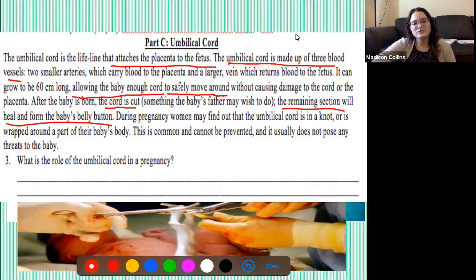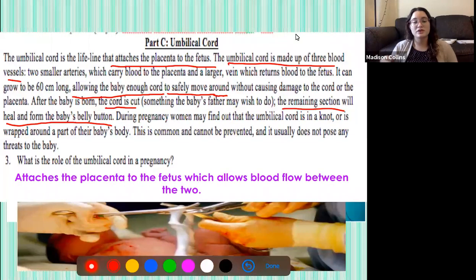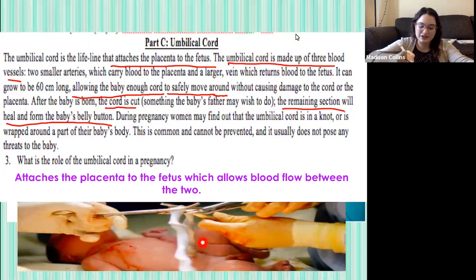Now, what is the role of the umbilical cord in a pregnancy? So we need to know that this is what attaches the placenta to the fetus, which is what actually allows that blood flow between the two. So we talked about the placenta earlier and how we saw all those arteries and veins on the surface. That is where that mother or maternal blood supply comes from. But we need the umbilical cord to actually deliver those nutrients and deliver the oxygen to the baby. So you can see that here in this diagram. This white structure right here is the umbilical cord, and you can see that it is connected into that baby's belly.